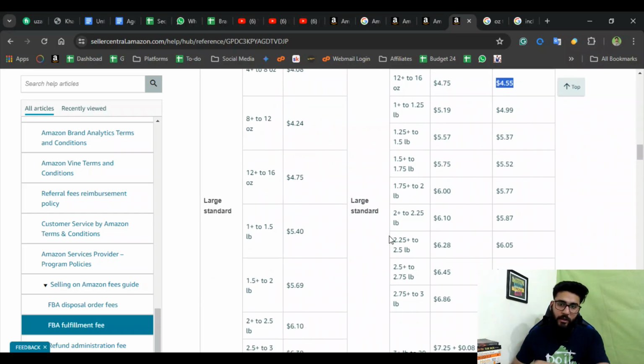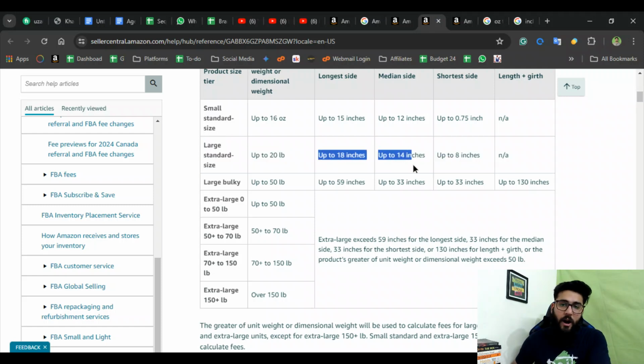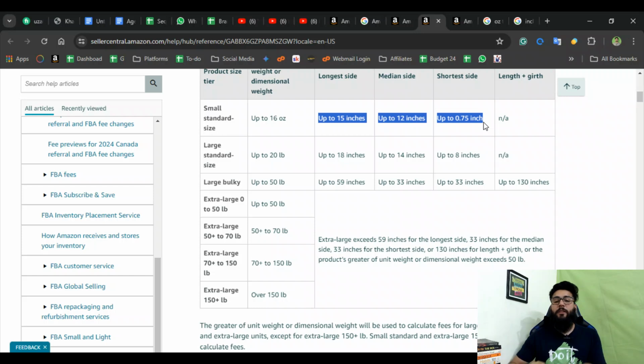whenever product falls into the large standard size. So what we can do, we just have to think creatively and check how we can reduce our product dimensions from this one to this one, and it is really doable if we have a smaller product. Like in our case study that I talked about early in the video, that I will be sharing as well, we were able to do that.